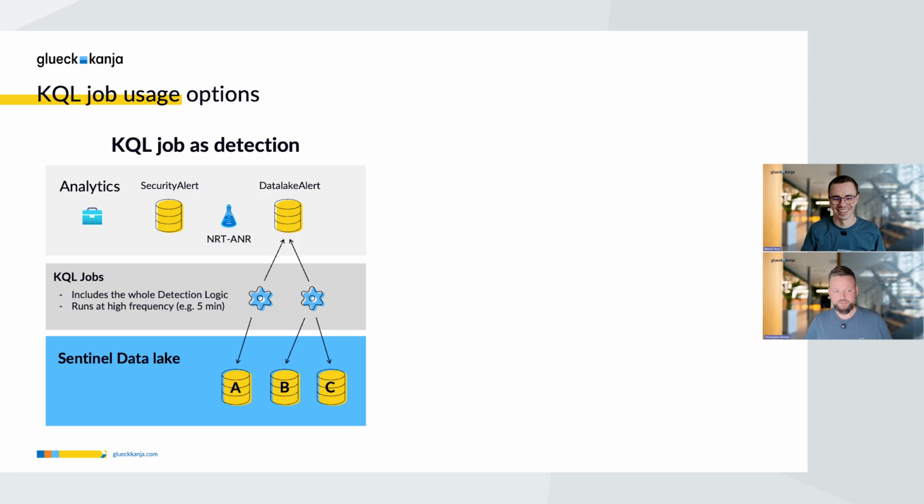Since KQL jobs can use, with very low limitations, the whole feature set of a KQL query, we could just take our detection and put it into a KQL job and let it run at a high frequency, like 5 minutes. Or maybe your detections are not running every 5 minutes at the moment, maybe they are running every hour, which is the average time of most detections. Use the KQL job to do the queries against the data lake tables, and then have a new custom table in analytics called data lake alerts.